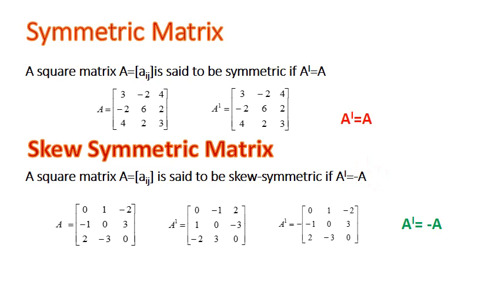So now we have learned two names. First one is symmetric matrix. The symmetric matrix condition is A transpose is equal to A. Next is skew-symmetric matrix. The condition is A transpose is equal to minus A. So just go through it and keep the conditions in mind.